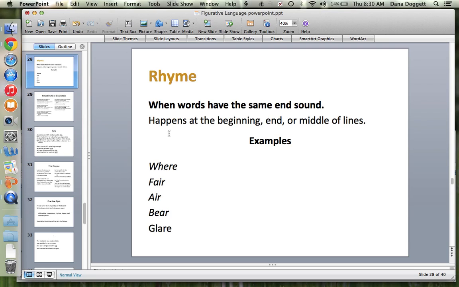Rhyme, you all should be very familiar with. It's when words have the same end sound, of course. It could happen at the beginning, end, or middle of lines. Easy example, wear, fair, air, bear, glare. Of course, it doesn't have to be spelled the same way at the end in order for it to rhyme. As long as it has that same sound at the end, it's considered a rhyme.